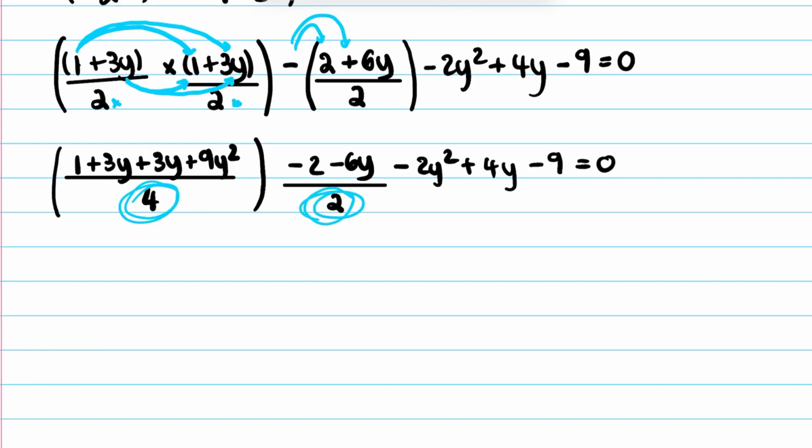Now, what we want to do is we actually want to get this 4 and this 2 away. And the only way that we can do that is to multiply everything by 4. And when I mean everything, I mean we are going to multiply this by 4, this by 4, this one by 4, this one by 4, and this one by 4, okay? That way we can actually take what's below the fraction away. And I'm going to show you exactly what that is going to look like.